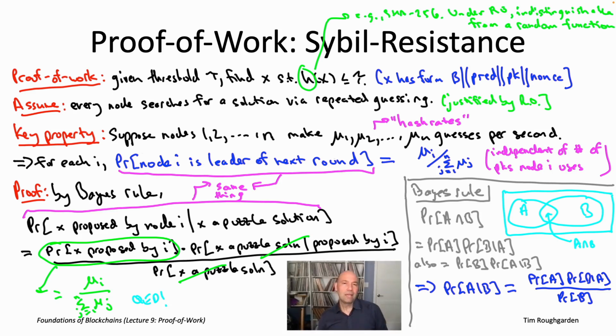So this key property does directly imply Sybil-resistance, because notice, this calculates the probability of being elected as a leader as a node, and that probability depends in absolutely no way on how many IDs you might be using. So if you have 1 million hashes per second, it doesn't matter if you split them 50-50 between 2 IDs or concentrate them all in 1 ID. Either way you're going to have exactly the same hash rate, and therefore, by this key property, exactly the same probability of getting elected a leader.